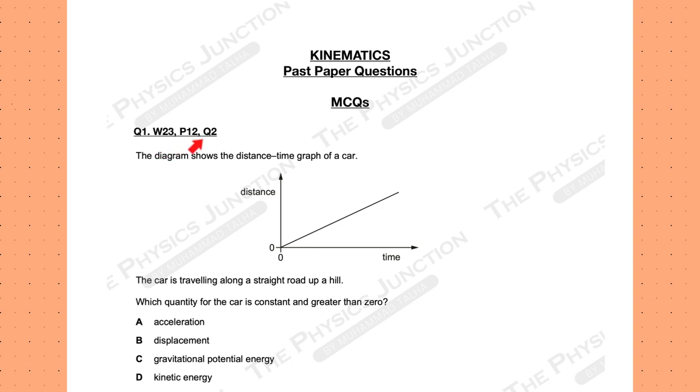Winter 23 paper 1-2 question number 2. The diagram shows the distance time graph of a car. The car is traveling along a straight road up a hill. So this is a distance time graph.